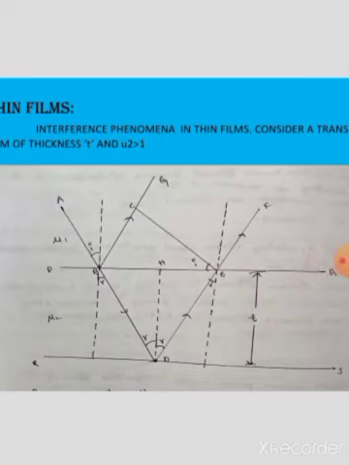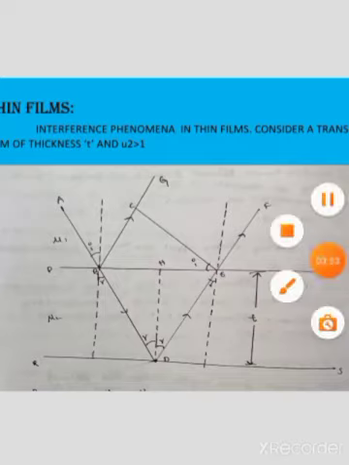When an incident ray A is coming from the environment, the refracted ray is BD. The refracted ray BD again gets reflected at the bottom layer RS and comes out of the thin film from the top surface. Hence, from the diagram, we can say that the path difference delta equals BD plus DE into mu2 minus BG into mu1.